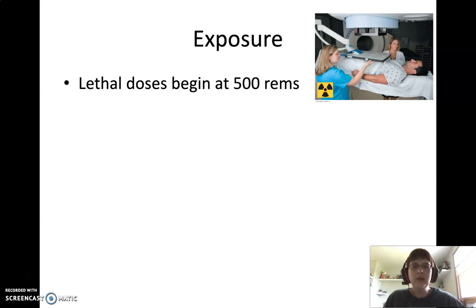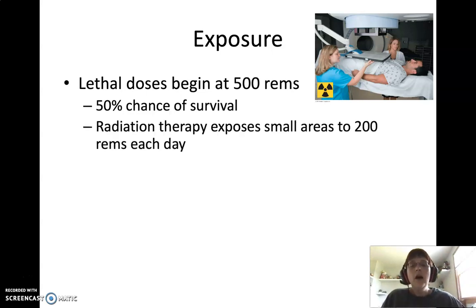So what does that mean? What is that equal to? At that dose, you have a 50% chance of survival. So if you're exposed to 500 REMs, full body, you have a 50% chance of surviving. Radiation therapy, like you see up here in the corner, is going to expose a small area, just a fraction of an area, to about 200 REMs each day. We're using this to do things like cancer treatment. So we're trying to basically scramble and fry those cells in order to reduce the cancer cells.